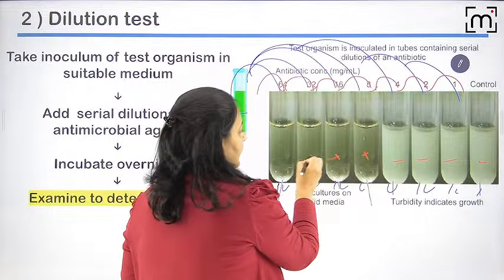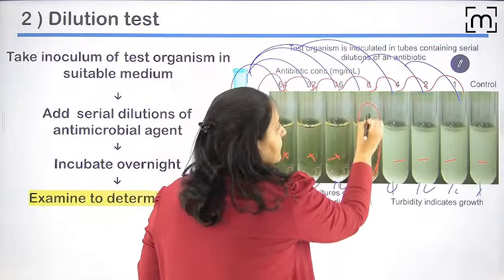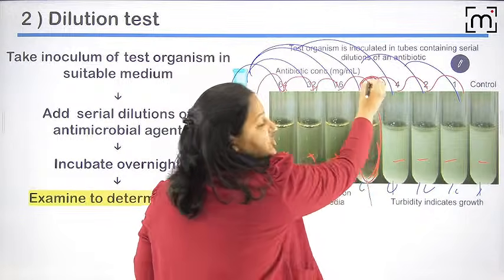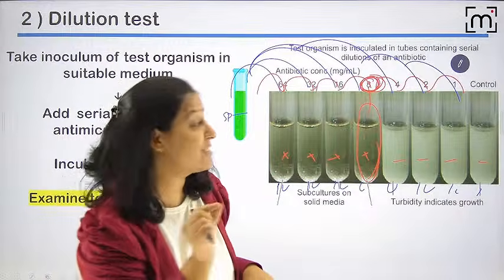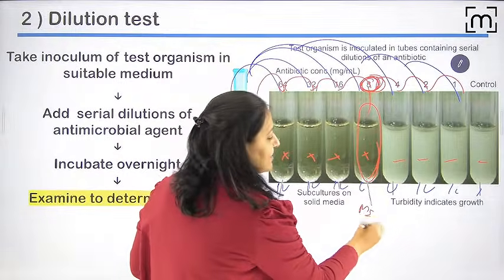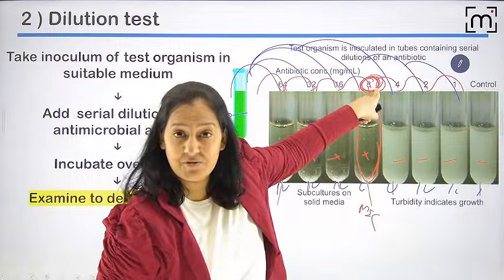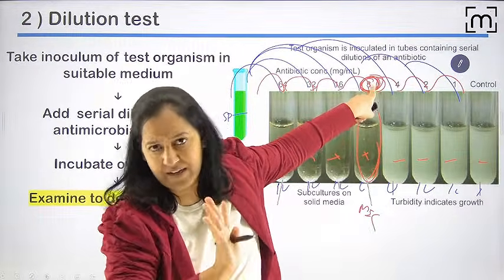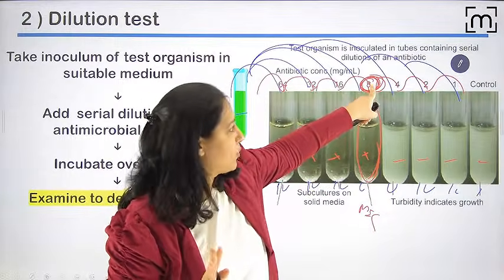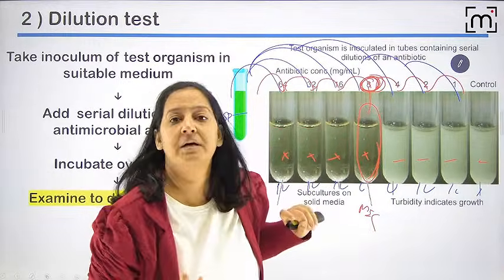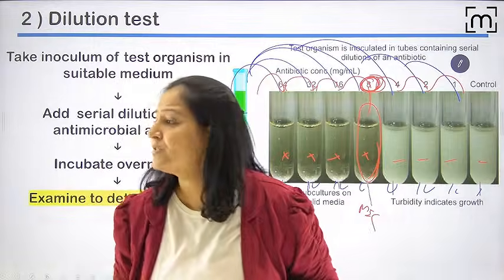I can't see the turbidity here. So this is the minimum concentration at which the antibiotic is able to kill the bacteria. This is known as MIC, minimum inhibitory concentration, that is 8 units, whatever antibiotic it is. At this concentration, it is able to just kill the bacteria. I will set my dose at this or a little bit higher than that, and give this dose to my patient. This is known as MIC.